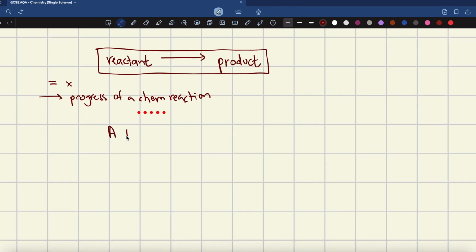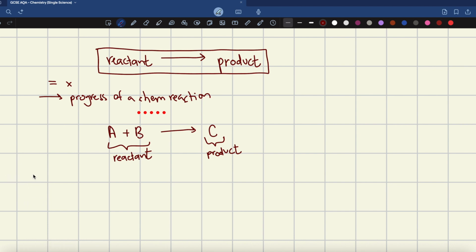Let's look at this. A plus B form product C. This means that A and B were the reactants. They were reacting together to make product C. This was the product that was formed as a result of the reaction, the chemical reaction between reactant A and reactant B.